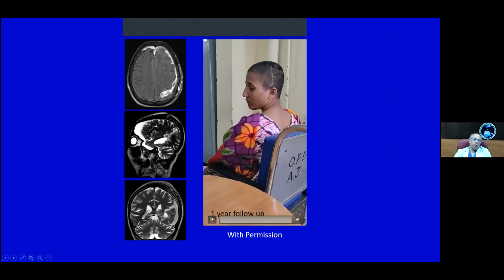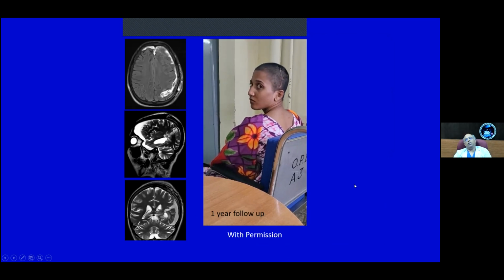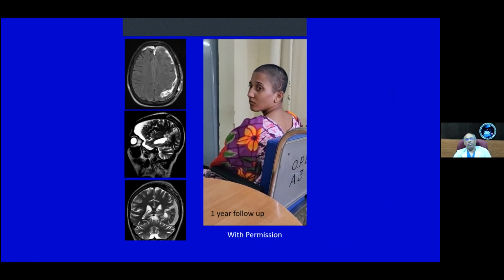she made recovery, and this is she at 1 year after surgery.